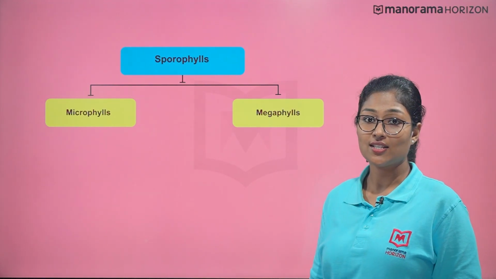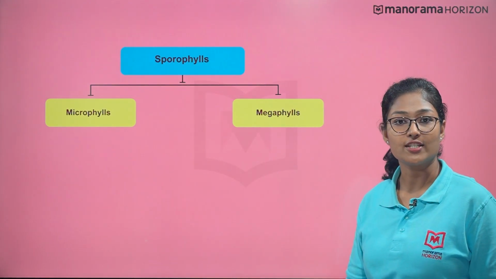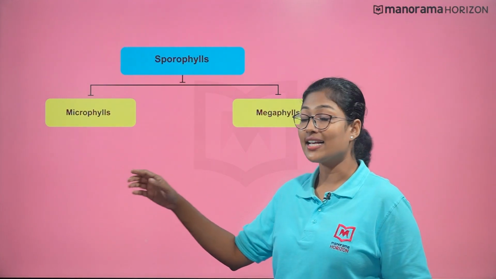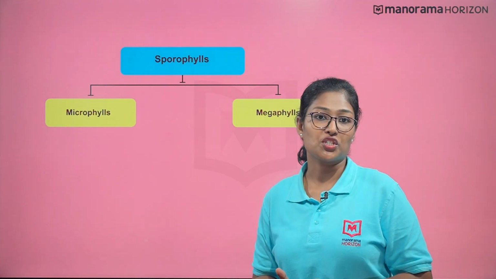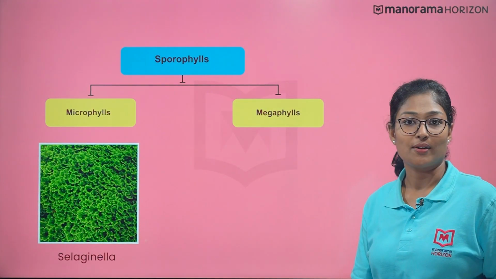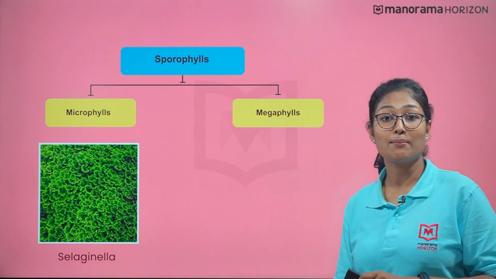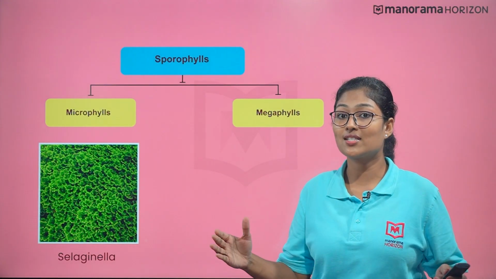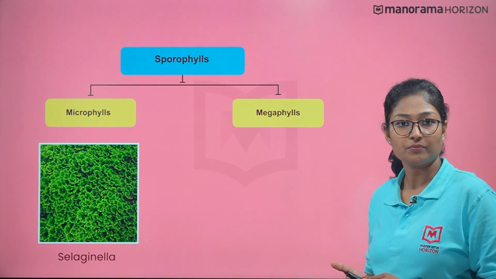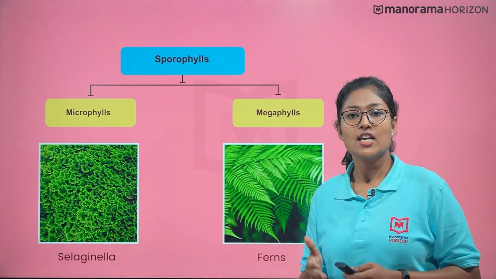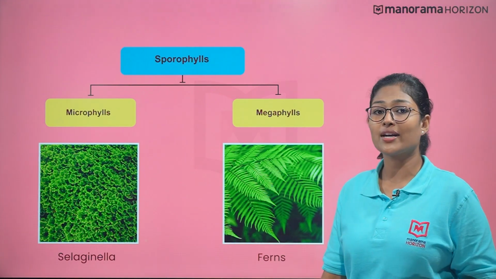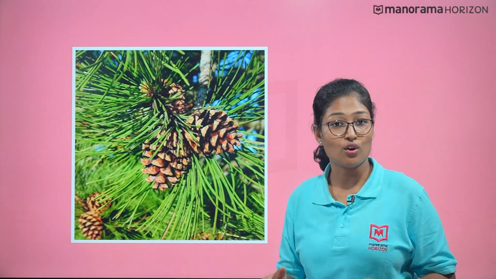So next, coming to the leaf structure of pteridophytes, there are generally two types, that is microphylls and megaphylls. Microphylls are defined as the leaves of small size. Micro means small, right? It is with simple venation. Selaginella is an example. While megaphylls are the leaves which have a larger size, they have more than one venation. Ferns are examples for megaphylls. In some cases, sporophylls may form distinct compact structures known as strobili or cones.